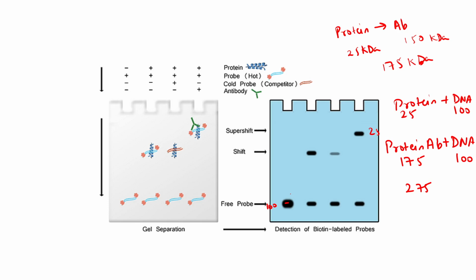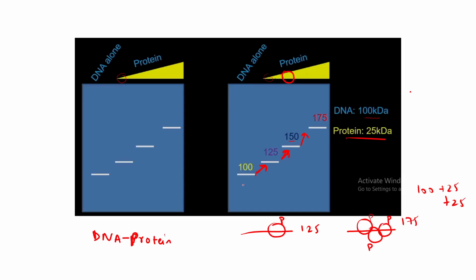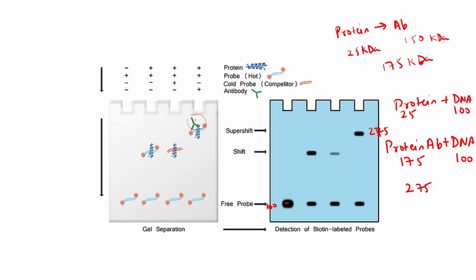So in this case, you were seeing the shift at a smaller rate, right? But in case of super shift, you will directly see a shift from this position to this position, or probably higher, okay? Do you understand why? Because now we have bound a further heavier molecule. And why do we add this antibody? This antibody can actually help us detect which particular protein is binding to the DNA, okay? So that is the purpose of adding the antibody.